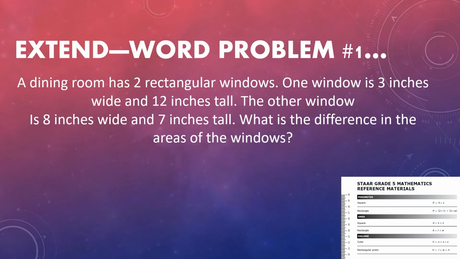So now we're going to extend this knowledge into solving real life word problems. So here's an example of how area type questions can be asked. A dining room has 2 rectangular windows. One window is 3 inches wide and 12 inches tall. The other window is 8 inches wide and 7 inches tall. What is the difference in the areas of the windows?